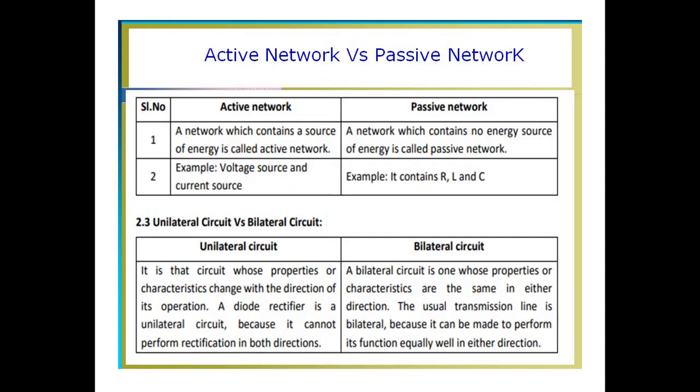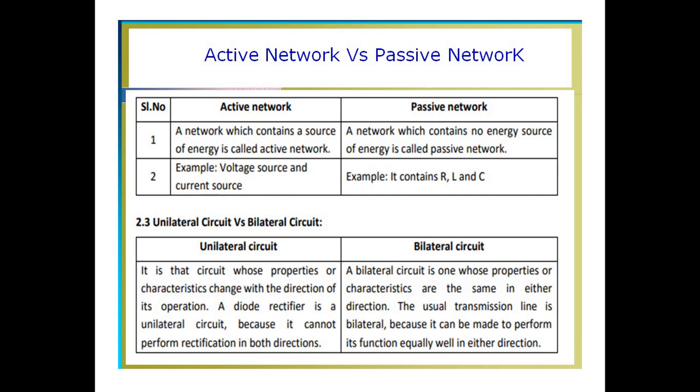And next, active network and passive network. Active network: a network which contains a source of energy is called an active network. A network which contains no source of energy is called a passive network. Example of active: voltage source and current source. Example of passive: R, L and C. These are passive elements. Then unilateral circuit and bilateral circuit.